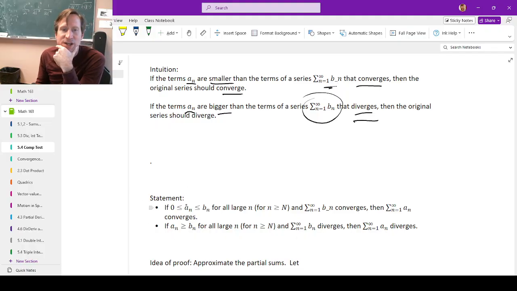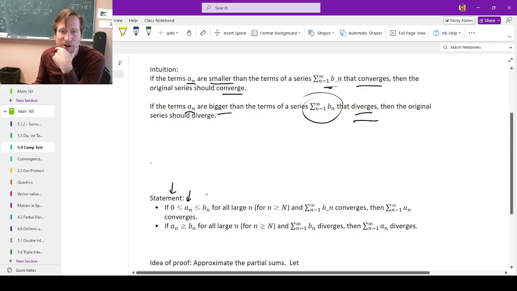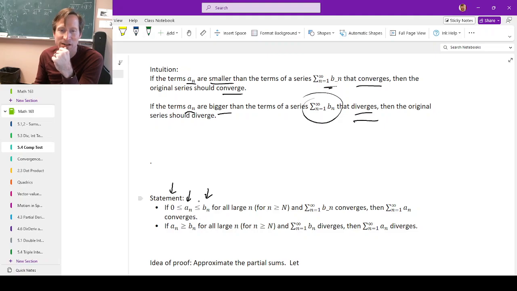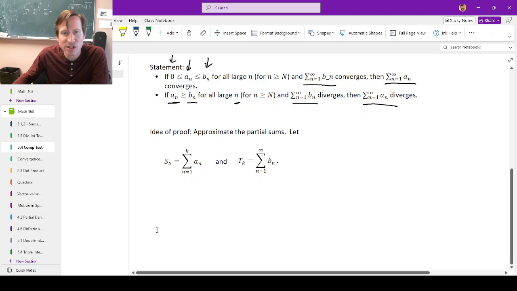So the statement is, if you have terms a sub n that are always between 0 and some other collection of terms, the b's, for large enough n, and the series of the b's converges, then the series with the a's converges. And conversely, if the terms in your series, a sub n, are greater than or equal to the b sub n's for large enough n, and the series with the b's diverges, then the series with the a's diverges. Okay, so let's look at the proof of this.